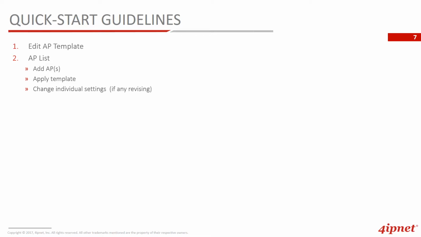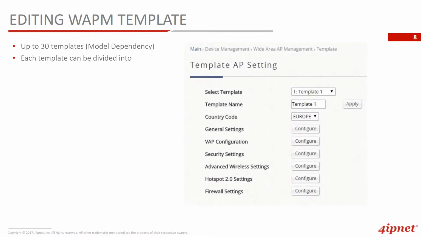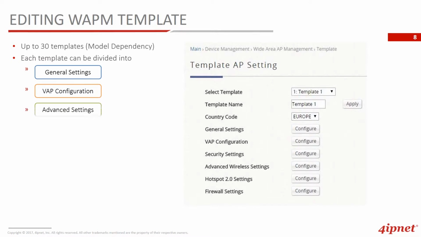Also, if needed, you may access the AP's web UI via the hyperlink to change or view individual settings if necessary. It is recommended to make changes through the WHG's template to ensure synchronization and a record of configured settings. Depending on the WHG model, you may configure up to 30 templates. Each template can be divided into general settings, VAP configuration, advanced settings, and security settings.